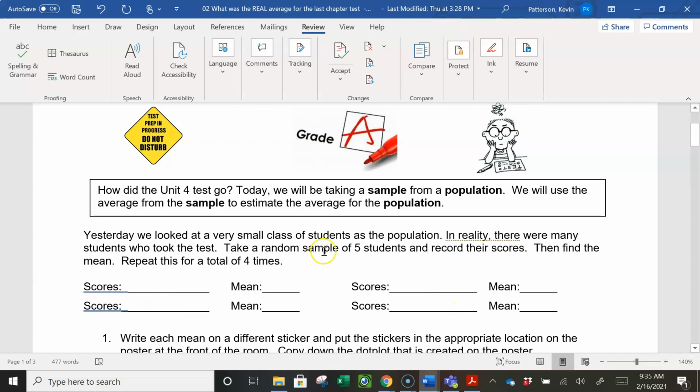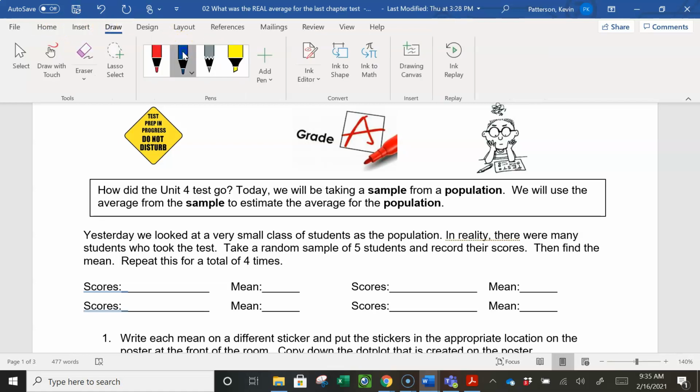Now, we're not all together in class. You guys are at home right now. So just kind of follow along with me as we do this, and then I'll show you what a dot plot would look like if we did it in class together.